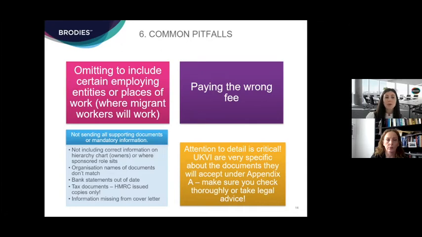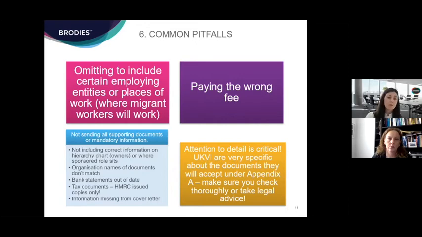It is possible to add on those locations or group entities at a later date, and the process for applying isn't complicated in itself, but it can take up to 18 weeks for those applications to be processed. So do bear that in mind. That is quite a long wait, and there isn't an option to expedite those requests at present.